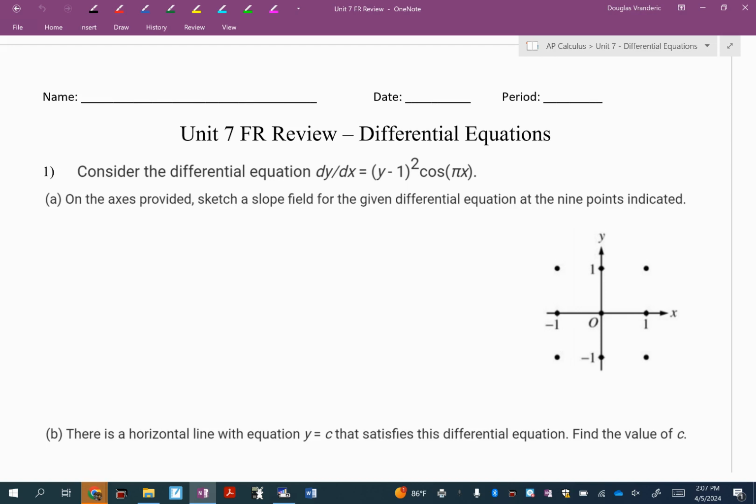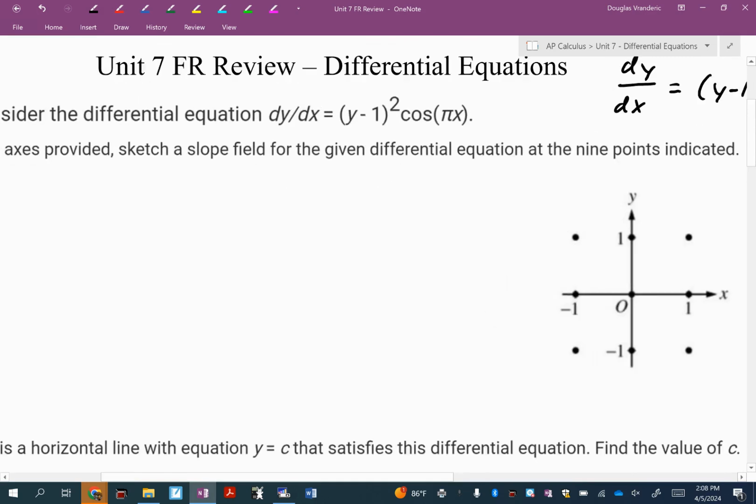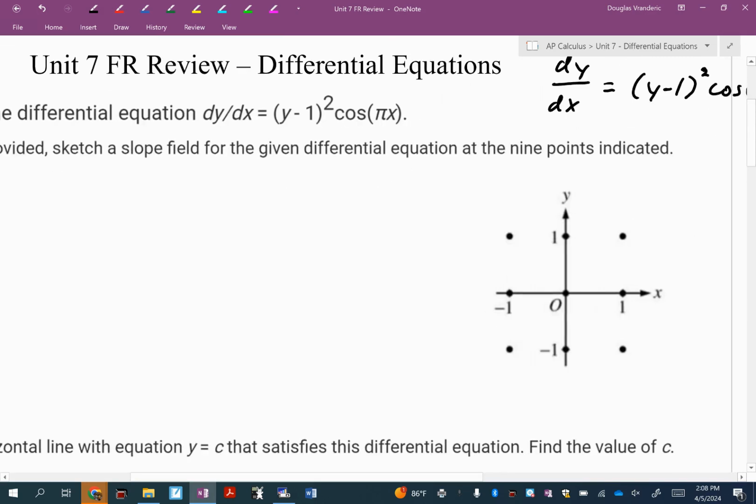First off, they give you the differential equation. This is the way it looks on AP Classroom. I would be shocked on the AP exam if it did not look like this, which is how we've been seeing it on the questions we have been doing. It shouldn't be an issue. Hopefully you'll be able to handle that, but they usually put the dy over dx, not like the fraction, horizontally, okay?